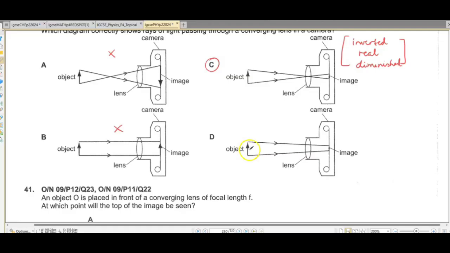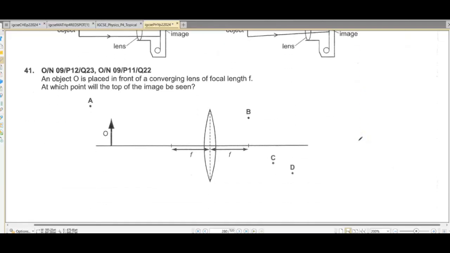Over here in D, the object is upright. The image is diminished, but the image is upright as well, and it is not inverted. So D is also not the correct option. So C is our correct option. Let's go to question number 41.